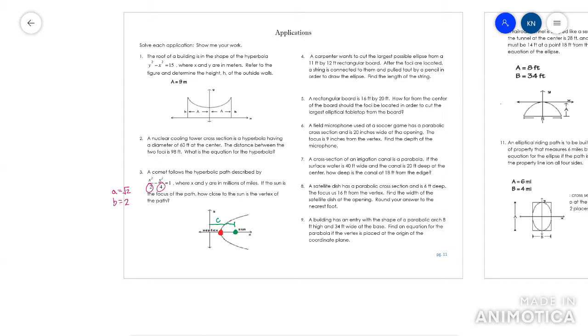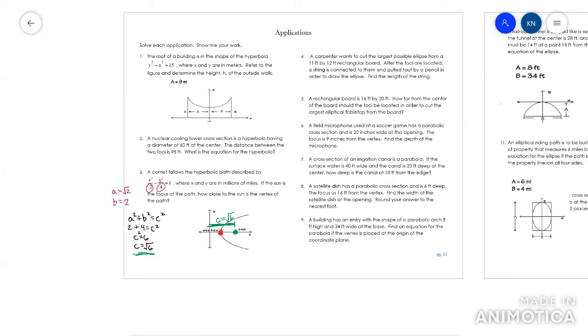And so you would run A squared plus B squared equals C squared. So A squared was 2 plus B squared was 4 equals C squared. So C squared equals 6. So C equals root 6. That's this whole green distance. This green distance over here is root 6.